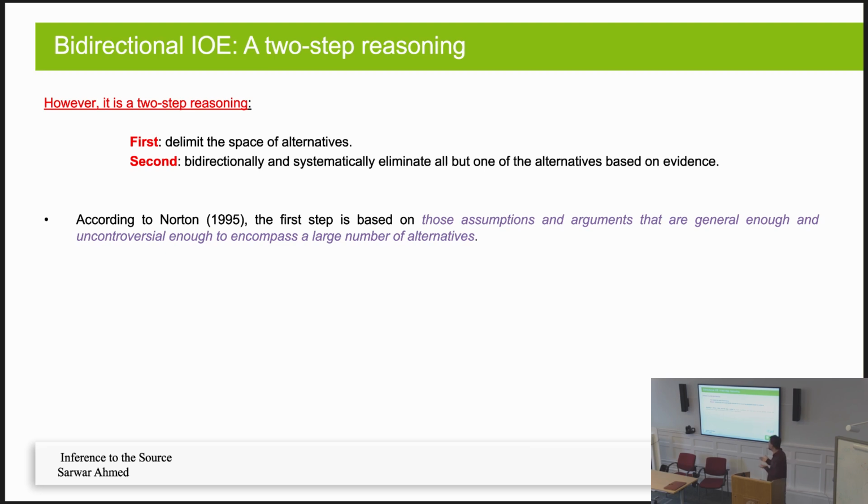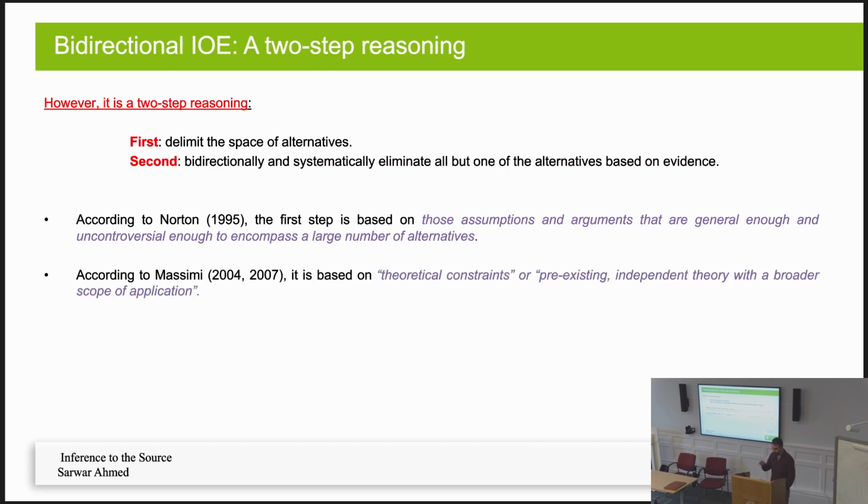Probably the best representation is from John Norton. He has argued that the first step is based on assumptions, arguments that are general enough and uncontroversial enough to encompass a large number of alternatives. So Norton has used this methodology for many things like GR, black body radiation, Newtonian gravity. And Michela has argued that the first step is based on theoretical constraints or pre-existing independent theory with a broader scope of application.